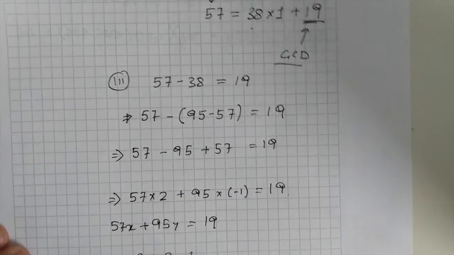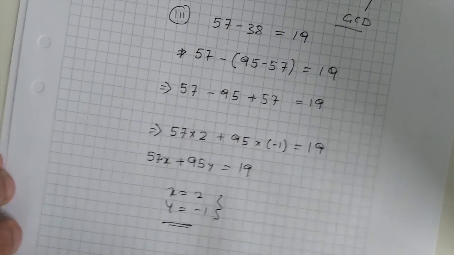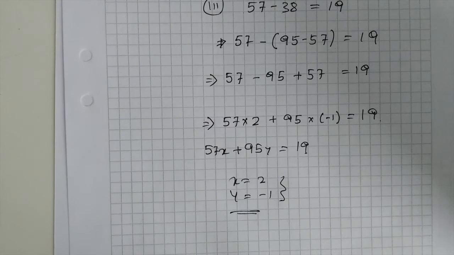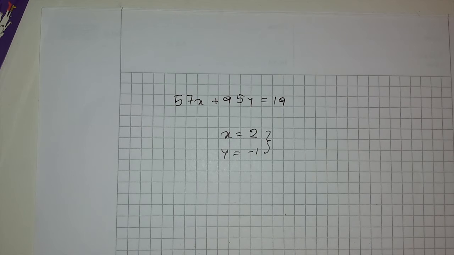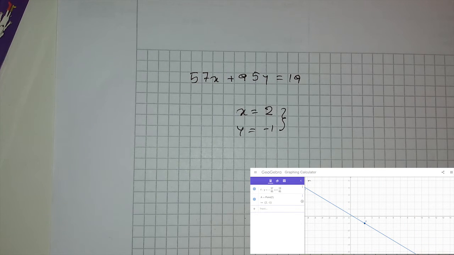This is one set of solutions, and this is how we solve a Diophantine equation. But having said that, x equals 2 and y equals minus 1 is not the only solution. There must be several others. Since 57x plus 95y represents a straight line in a graph, I have drawn that graph, and x equals 2 and y equals minus 1 is one point.